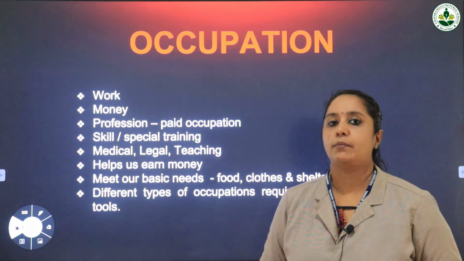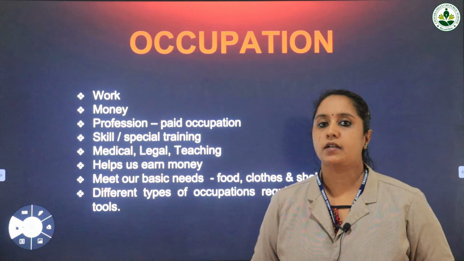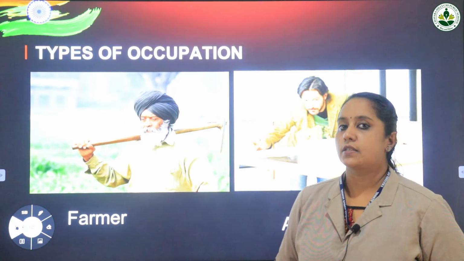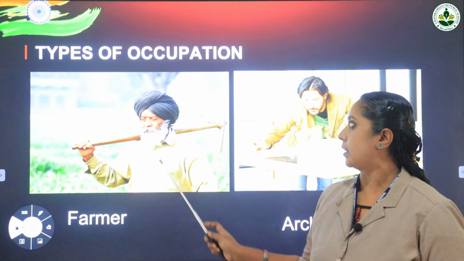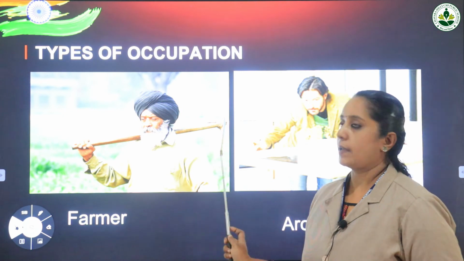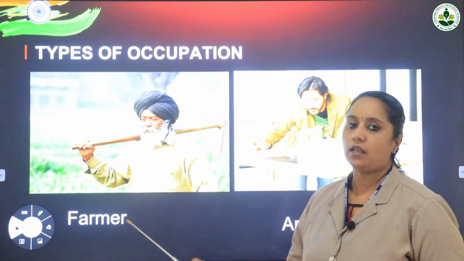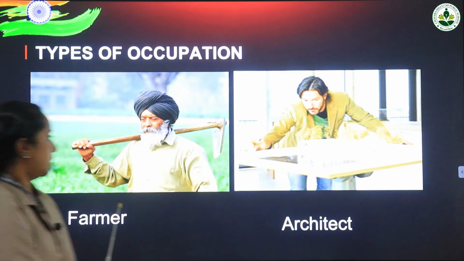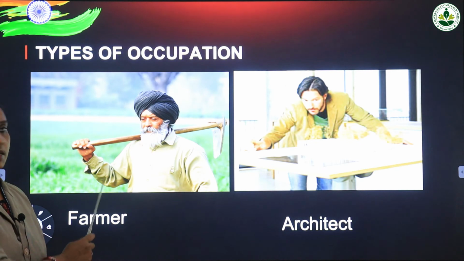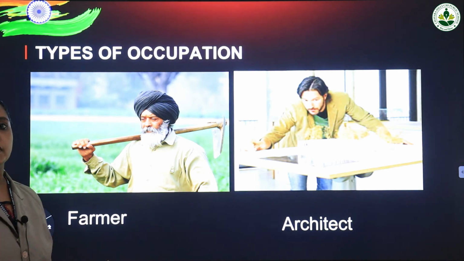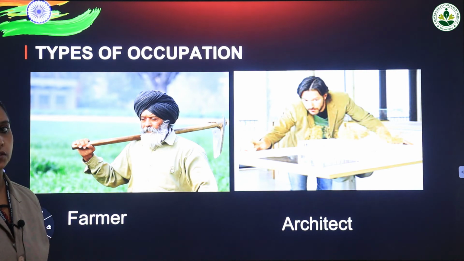So let us see some images related to different kinds of occupation. What do you see in this picture? You can see 2 people. So 2 types of people engaged in 2 occupations. The first one is a farmer. What is there in his hand? He has his tool. So each and every person uses different types of tools to do their job.